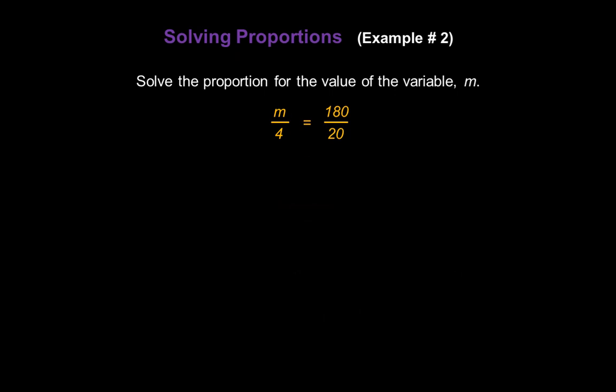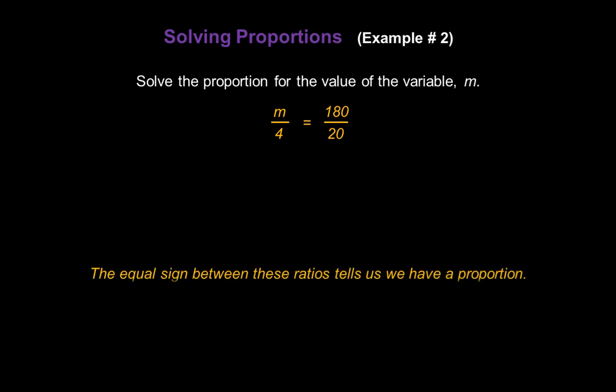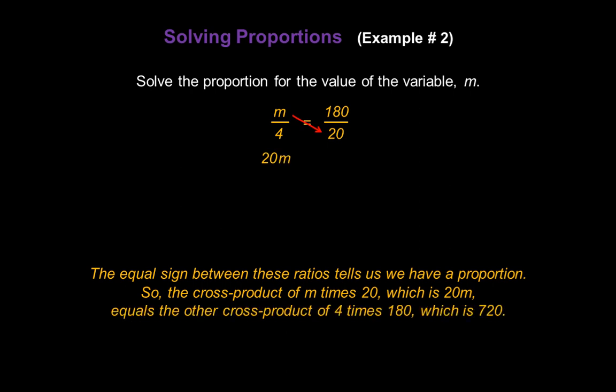Now let's solve the proportion m over 4 equals 180 over 20 for the value of the variable m. Again, the equal sign between these ratios tells us we have a proportion. So the cross product of m times 20, which is 20m, has to equal the other cross product of 4 times 180, which is 720.